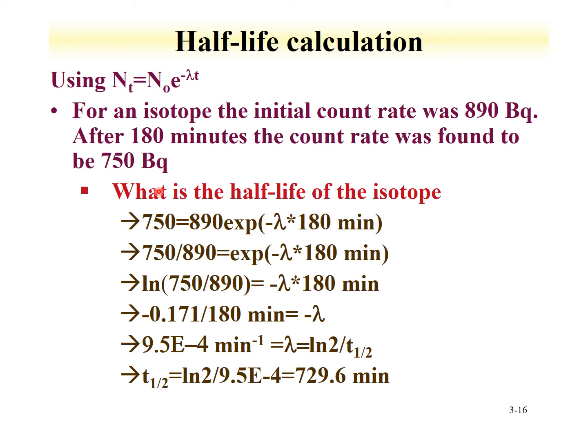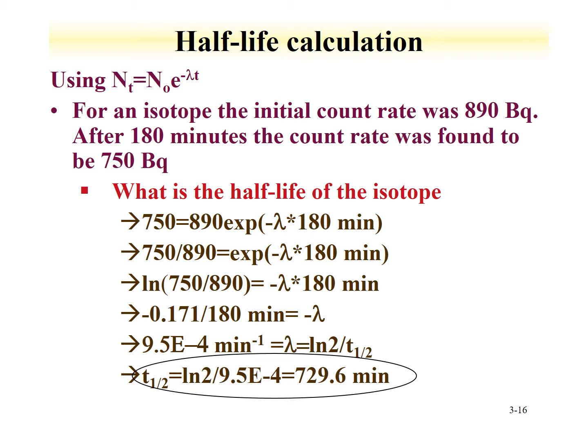Well, activity at a given time is equal to activity initial e to the minus lambda t. Solve for lambda. We get lambda, and it's in minutes because we're looking at minutes. We get a value equal to 9.5 times 10 to the minus 4 inverse minutes, which is equal to lambda, which is equal to log 2 divided by the half-life. So the half-life is equal to log 2 divided by this value.